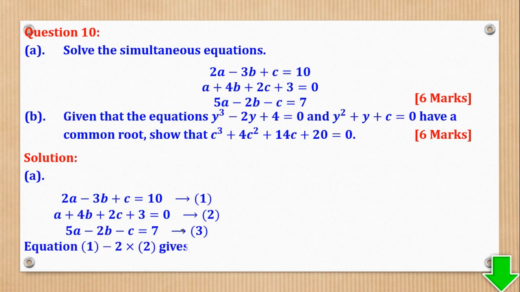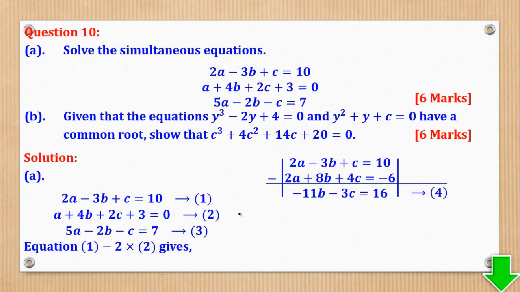Then from there, I will say that if I want to eliminate a, I realize that there is 2a here and here there's just a. So to make them the same coefficient, I have to multiply this equation 2 by 2. That's why you see here 2 times equation 2. So equation 1 is this, equation 2 multiplied by 2 gives you that. Then you subtract, this cancels, this minus this is negative 11b, this minus this is negative 3, this minus this is 16. So that is equation 4.